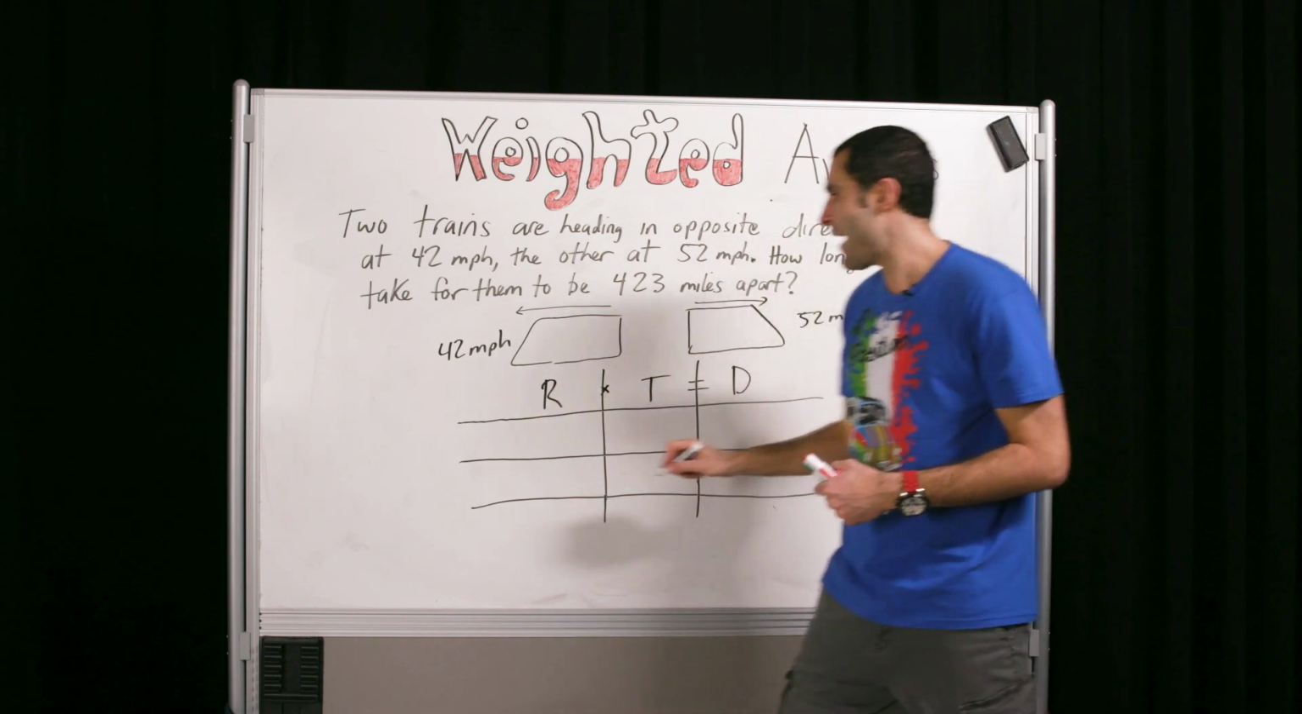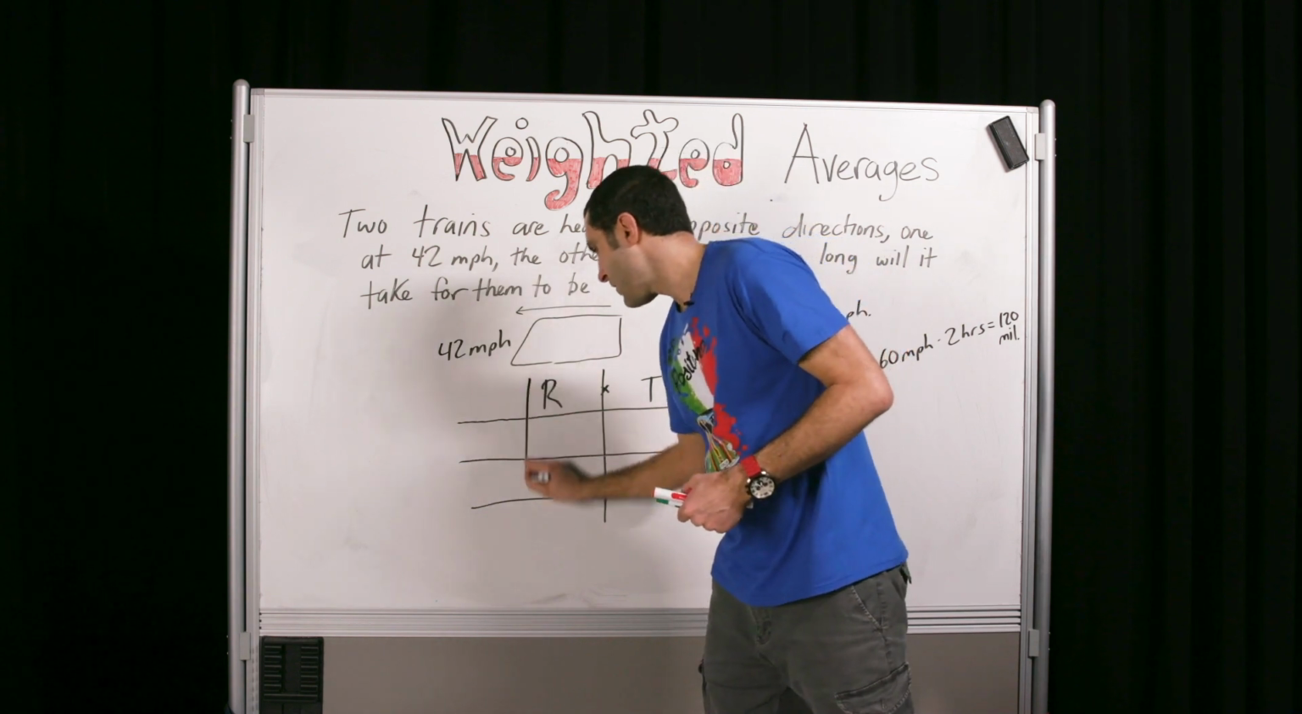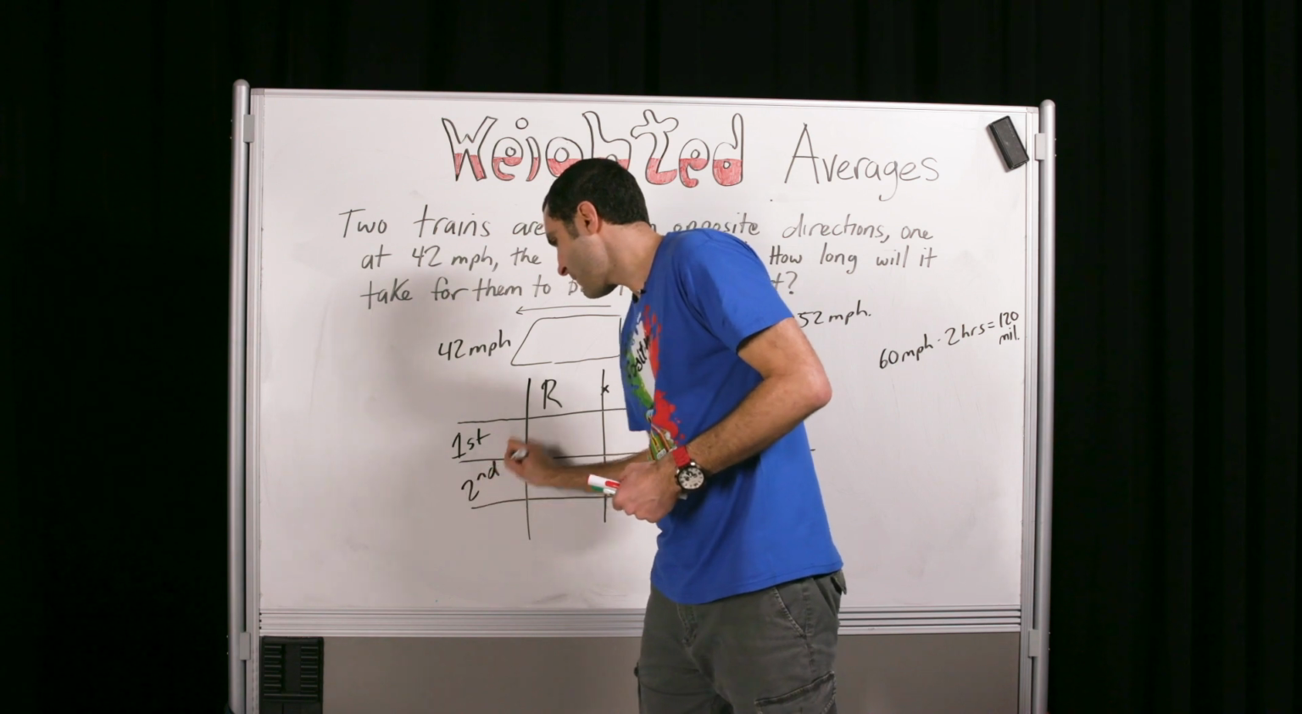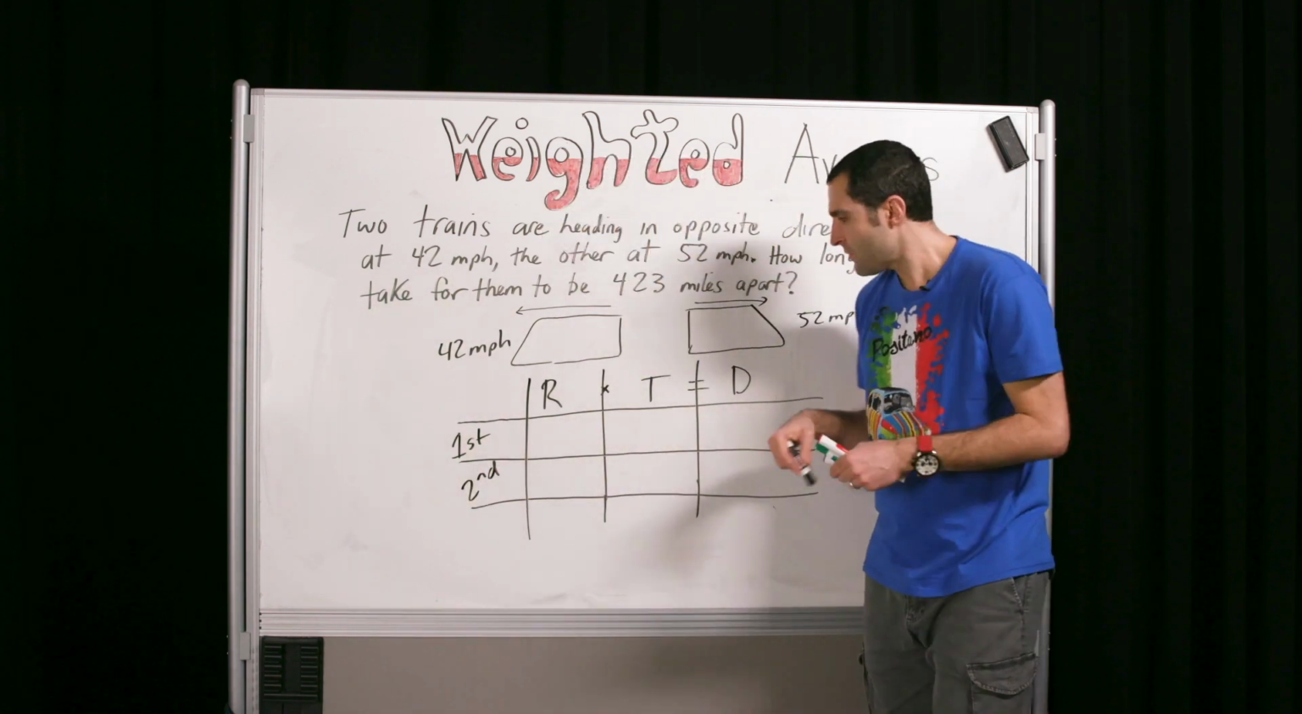So let's do it. We have the first train and the second train. Now pick a different color. Okay, let's fill out what we know.